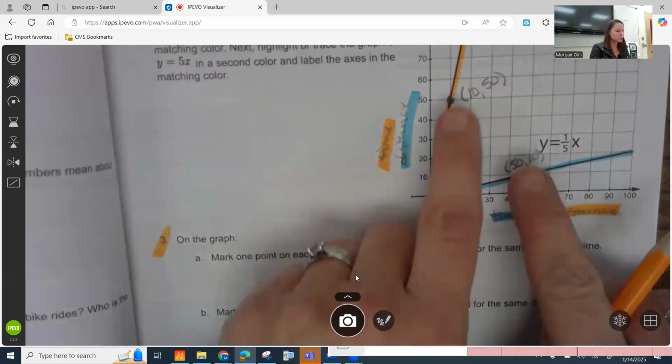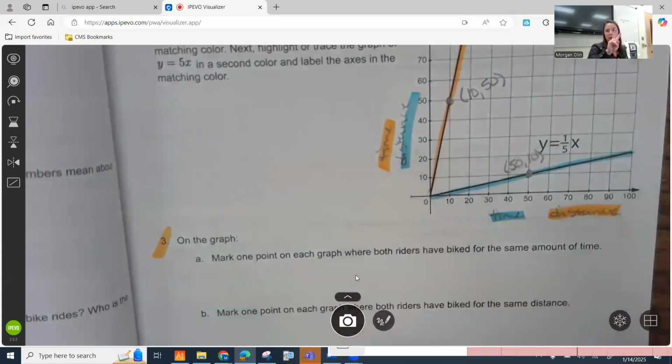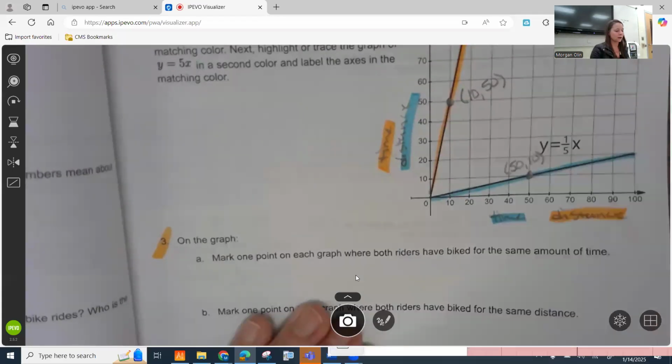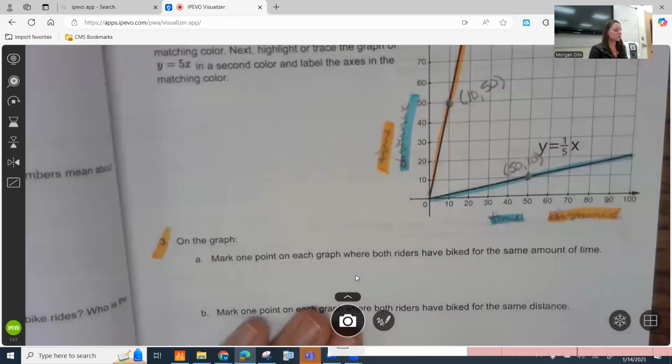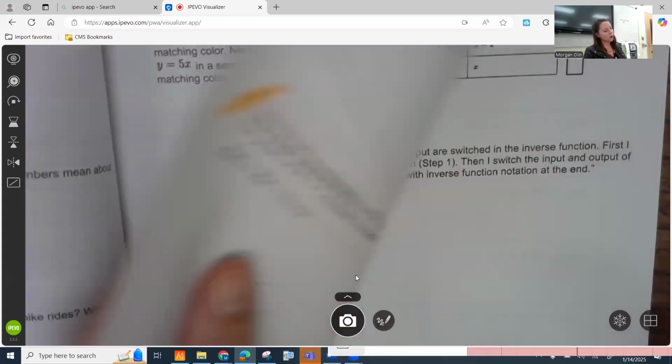All right, and I want you to notice these points. Do you see what they've done? They've switched X and Y. All right, so pay attention to what we've done here. All right, so let's move on.